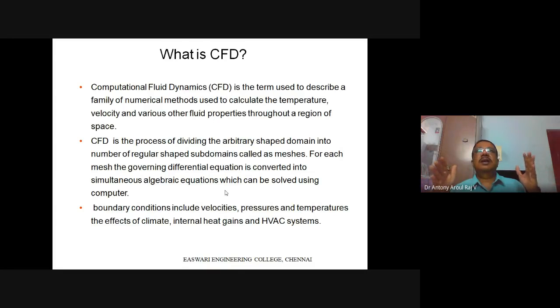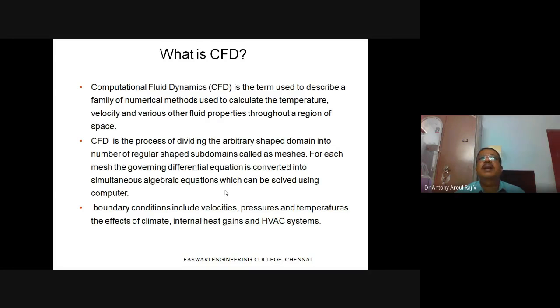So the energy equation means, what are the properties pertaining to the energy equation? That also we have to give. For example, I have to give the thermal conductivity and specific heat. These are all the thermal properties. And density, those things also we will be giving.